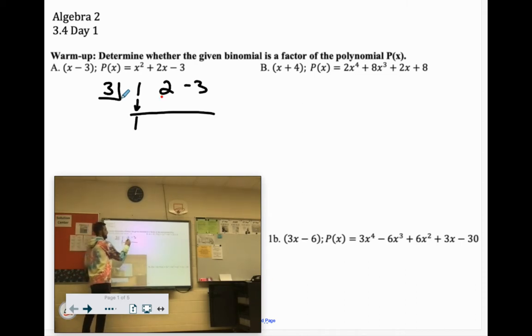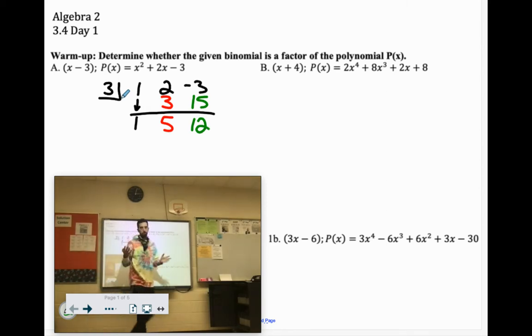3 times 1 gives you 3. 2 plus 3 is 5. 3 times 5 is 15. Negative 3 plus 15 is 12. So it didn't work out to 0, so that is not a factor. Nope.